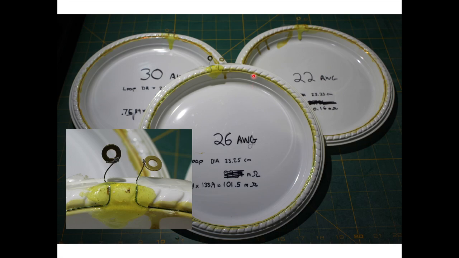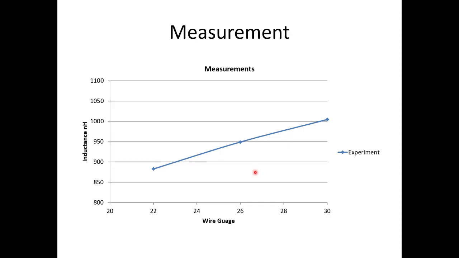The experiment can be run by a school kid. Okay, you just get 3 little dinner plates. They're all the same. One is 30 gauge wire, one is 22 gauge wire, and another is 26 gauge wire. And just glue them to the plastic dinner plate, and then get your trusty, rusty Agilent LCR meter and take the measurements. This is the average of 2 sets of measurements. This is the result for the 22 gauge wire. This is the result for the 26 gauge wire.